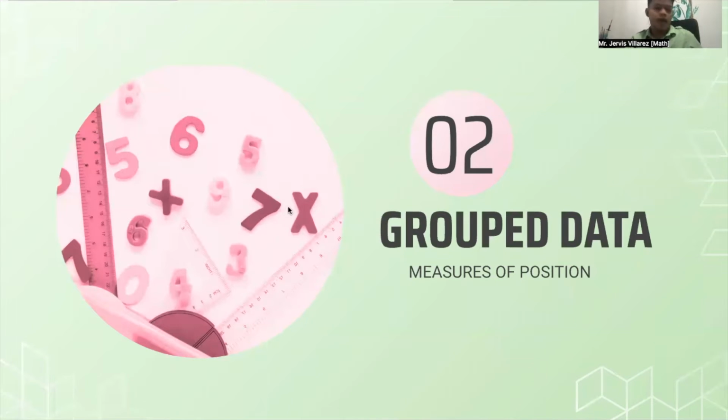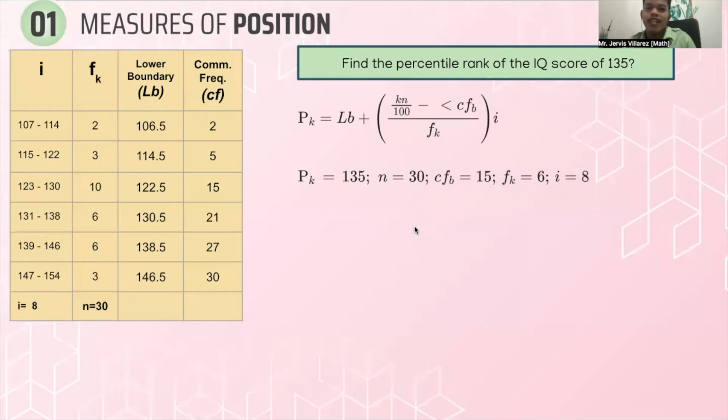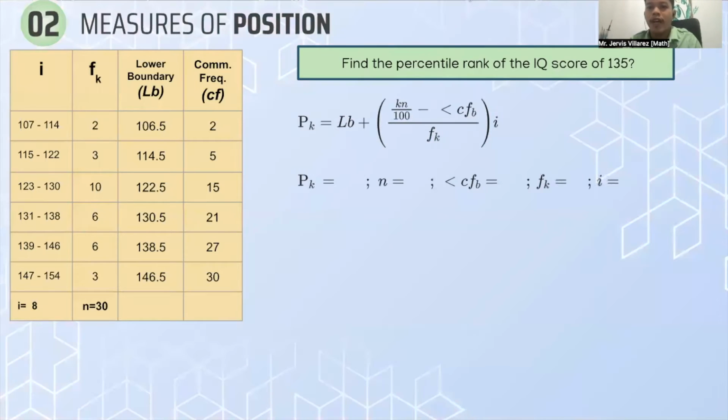Okay, in this part, we are going to discuss how to identify percentile, specifically the percentile rank of a certain data in a group data. I have already given the table. It's complete with the information, with the corresponding lower boundaries for each class and also their corresponding cumulative frequency. So the first question is, how do we find the percentile rank?